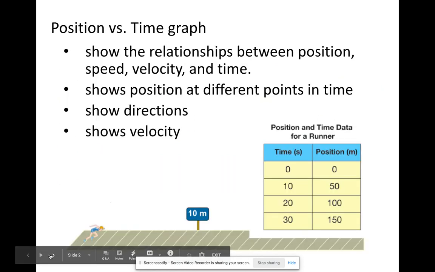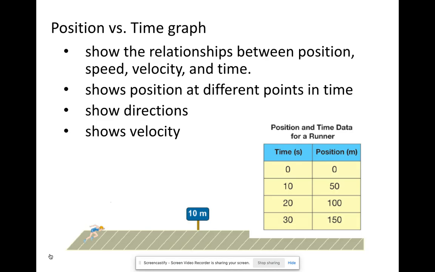So what does a position time graph tell us? Well, if you notice, we have a data set down here. And so yes, all the data that you find in the graph can be found in a data table, but it just doesn't give us the visual representation that a graph does. And so when we're looking at a position time graph, it can actually tell us the relationships between position, speed, velocity, and time. And so really, what are we looking at? We're looking at position time graphs describing the motion of an object.